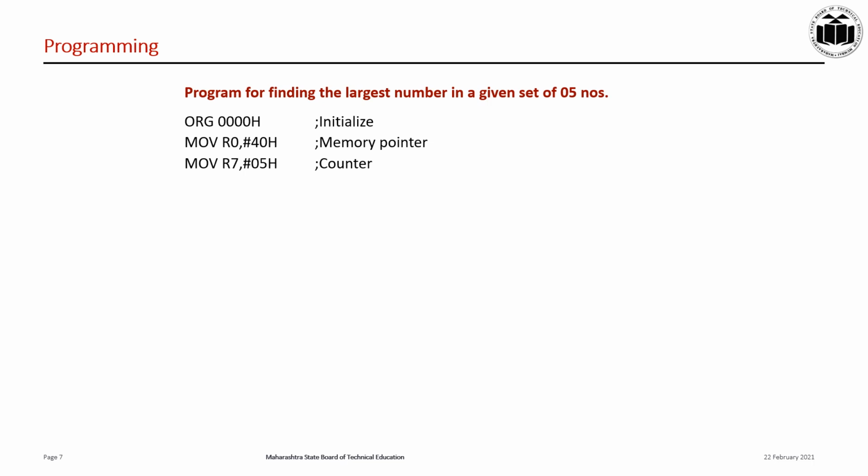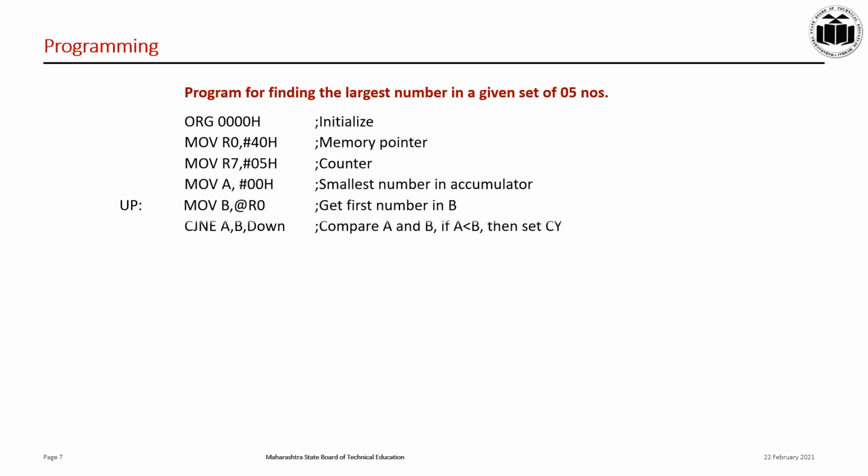For finding the largest number, we will first store the smallest value in the accumulator and then compare the given data with the accumulator. MOV A, #00H, MOV B, @R0. We will get the first number in register B by using this instruction. Then we will compare the content of the accumulator with the register B.